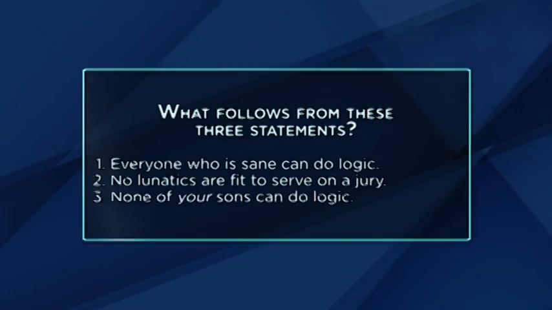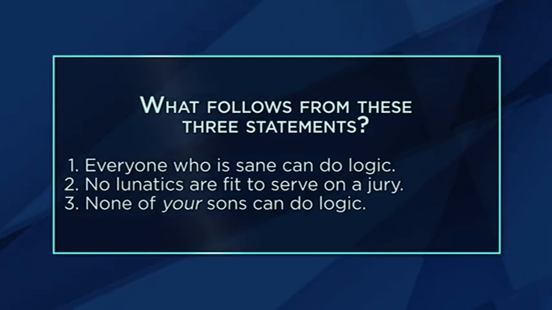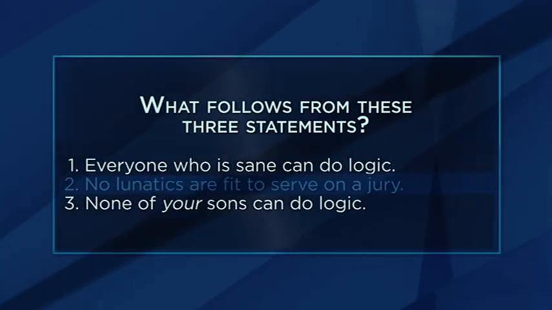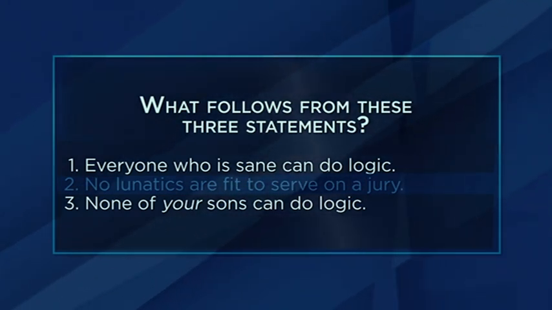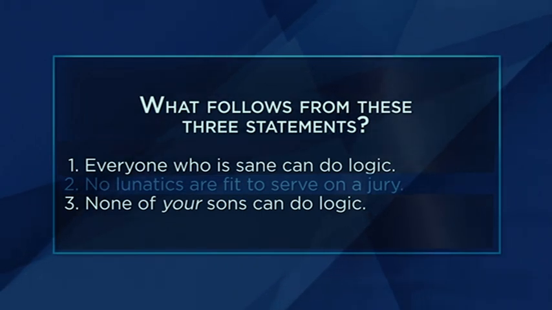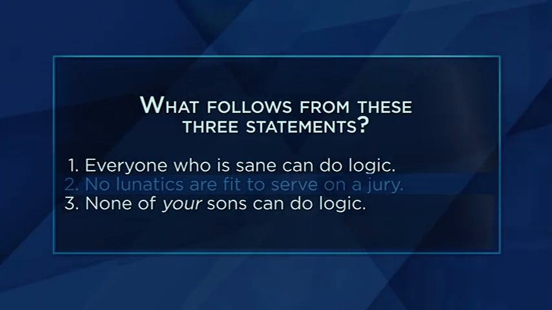Let's go back to our opening puzzle. It's a bit much to try to tackle all 3 statements at once, so let's try taking them 2 at a time. We might make our lives simpler by taking statements 1 and 3 together. So, what follows from 1. Everyone who's sane can do logic, and 3. None of your sons can do logic? Well, if all sane people can do logic, but none of your sons can do logic, then we must conclude that none of your sons is sane.